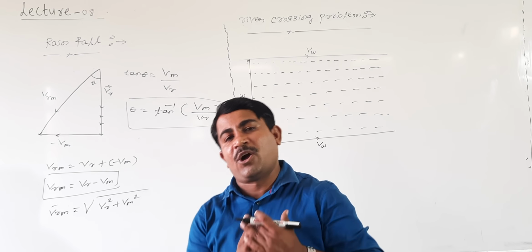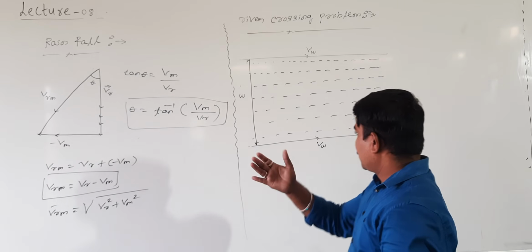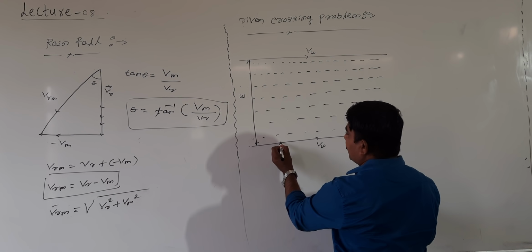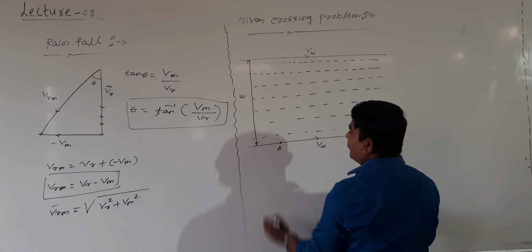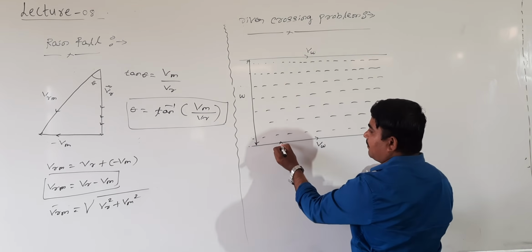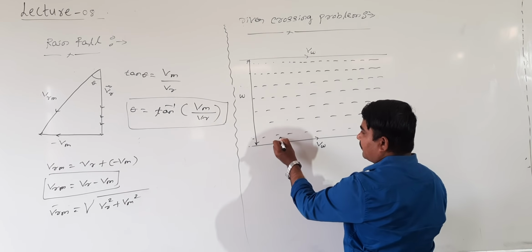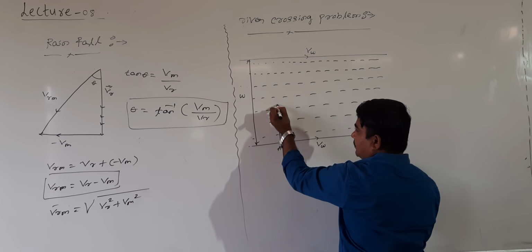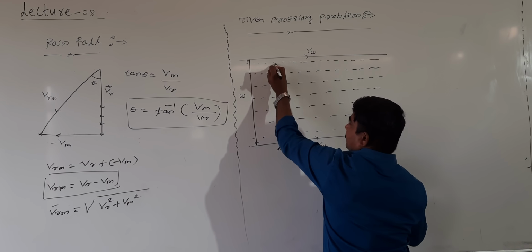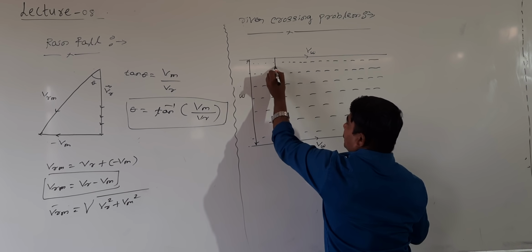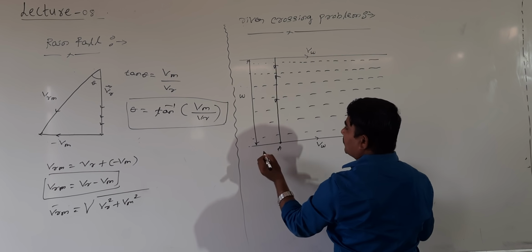Shortest time with the longest path. How is it possible? Shall I take it? Now this is the position of the person. The person can swim from one point of the river to another point of the river in this direction. He can swim with what velocity?